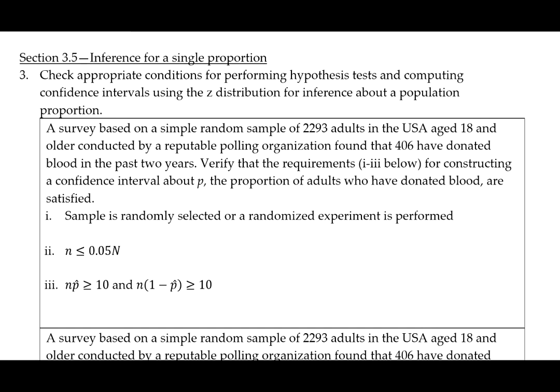The third learning objective in section 3.5 is to check appropriate conditions for performing hypothesis tests and computing confidence intervals using the z-distribution for inference about a population proportion.